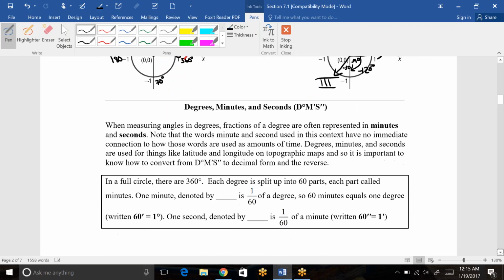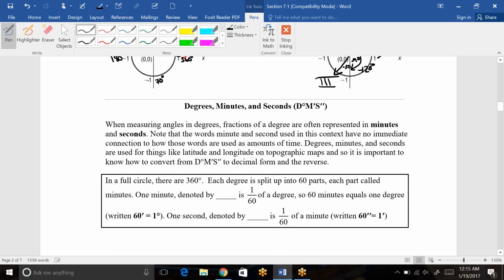The next topic is measuring things in degrees, minutes, and seconds. When measuring angles in degrees, fractions of a degree are often represented in minutes and seconds. Note that the words minute and seconds used in this context have no immediate connection to how those words are used when we talk about time. Degrees, minutes, and seconds are used for things like latitude and longitude on topographic maps, so it's important to know how to convert from degrees, minutes, and seconds to decimal form and reverse.